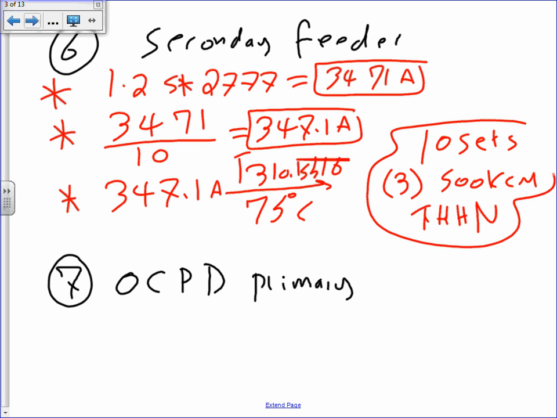What happened to the neutral? We're going to derate the neutral. Could I have gone with 4 sets, guys, and call it a day? Yes. That's what a lot of companies say. The heck with it. But it's expensive, though. So let's derate the neutral.